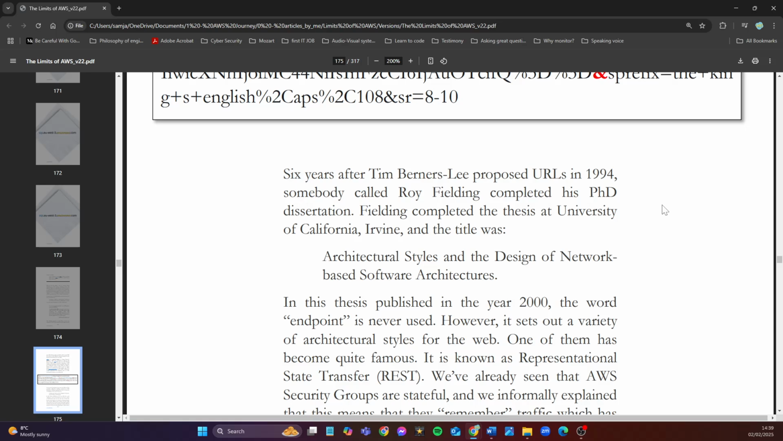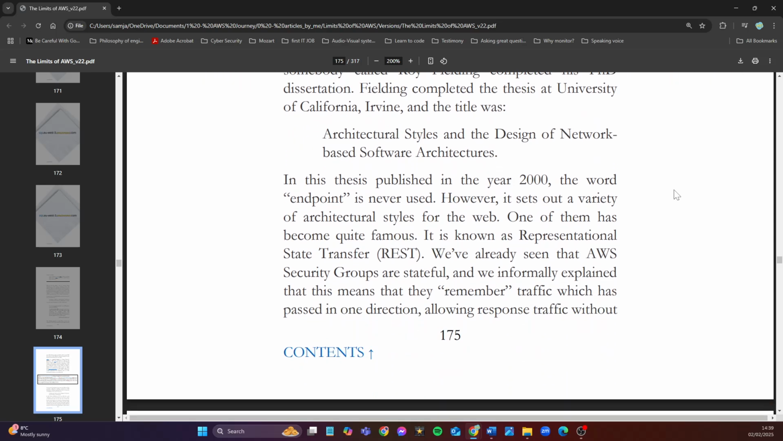Six years after Tim Berners-Lee proposed URLs in 1994, somebody called Roy Fielding completed his PhD dissertation at the University of California, Irvine. The title was Architectural Styles and the Design of Network-Based Software Architectures. In this thesis, published in the year 2000, the word endpoint is never used. However, it sets out a variety of architectural styles for the web. One of them has become quite famous. It's known as Representational State Transfer, or REST, the RE for representational.